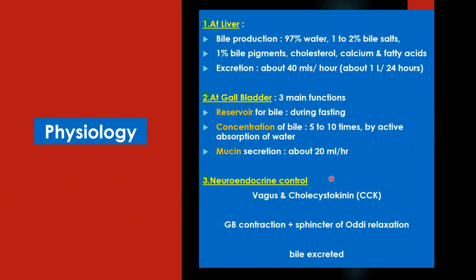And as far as the neuroendocrine control is concerned, it is dependent on the vagus and cholecystokinin or CCK. So when the food enters into the duodenum, the vagus and cholecystokinin help to contract the gallbladder and the sphincter of Oddi to relax at the same time. And this synchronization of gallbladder contraction and relaxation of the sphincter of Oddi results in the excretion of bile into the duodenum.